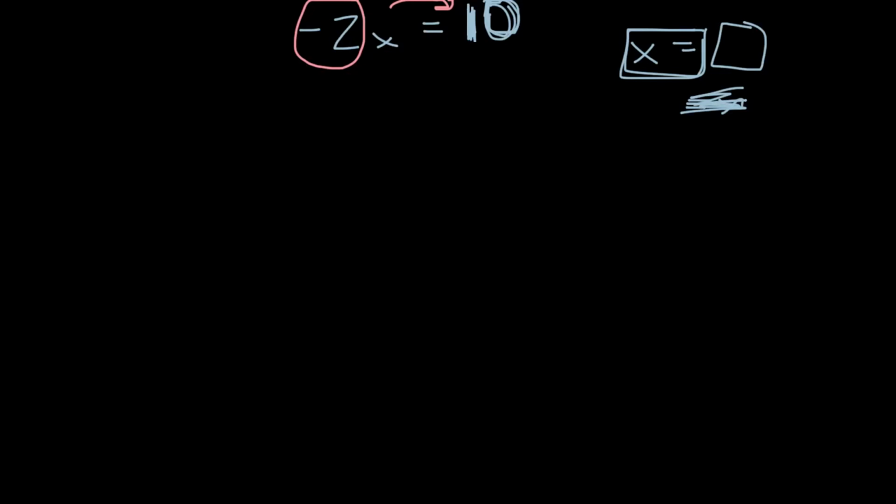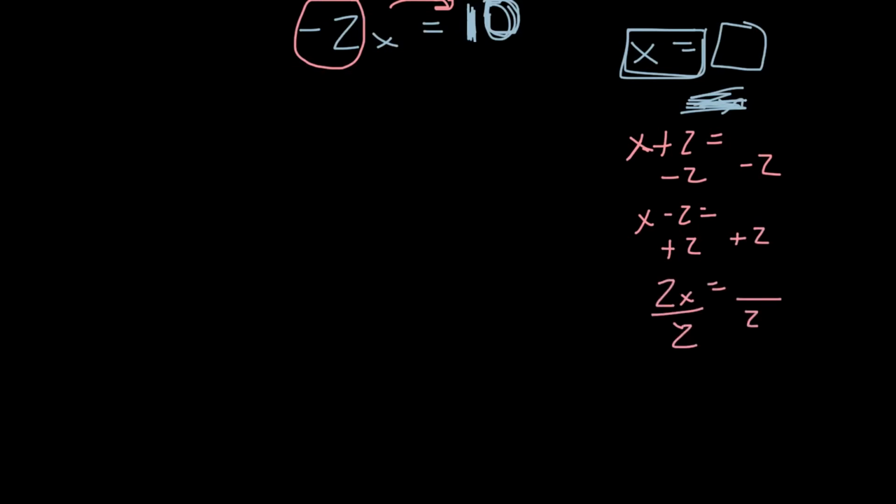Say you've got an x plus 2, and you want to get rid of that 2, you got to subtract 2 from both sides. If you got an x minus 2, you got to add 2 to both sides. Let's say you've got a 2 times x, you got to divide 2 on both sides. And let's say you've got an x divided by 2, well then you got to multiply by 2 on both sides. So essentially you got to do the opposite of whatever's happening.